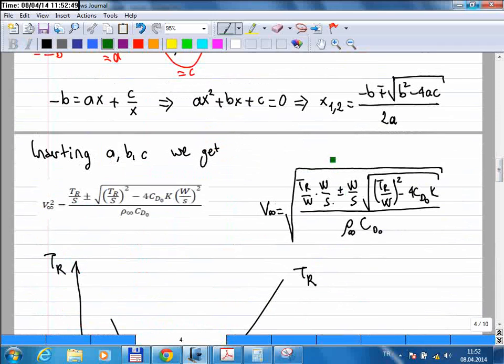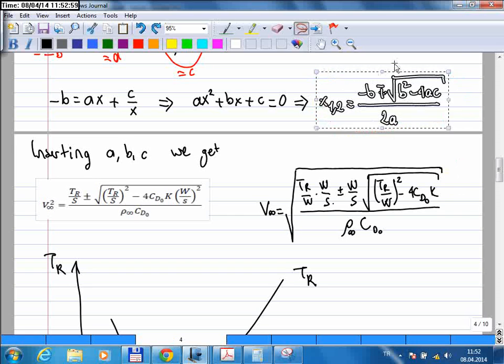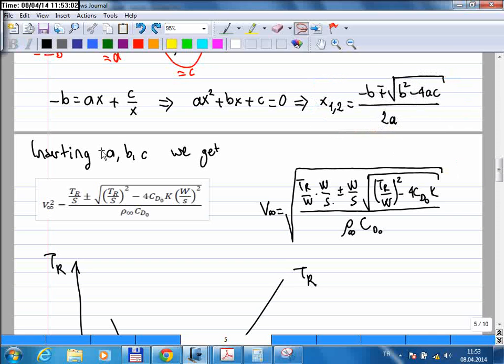So let me just go back here. The solution, that equation is obtained from this equation, and if you put A, B, C here, then you get this. But if you look here, we do a small trick. Instead of thrust required divided by S, I write it as thrust required divided by weight times weight divided by S. Normally you can just cancel these weight terms. That's the same thing. But there's a reason why we write it in this form.